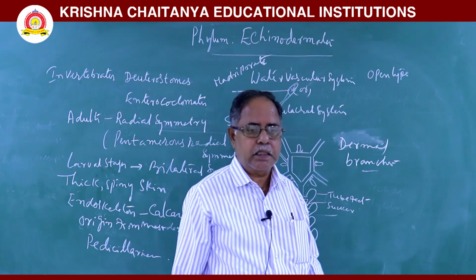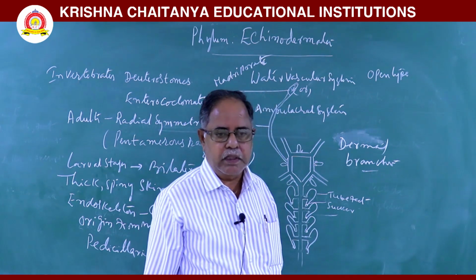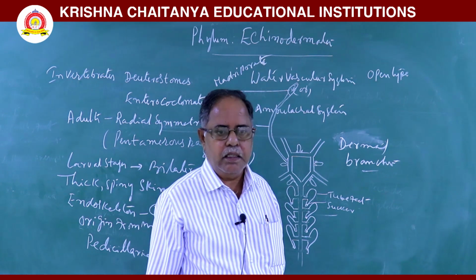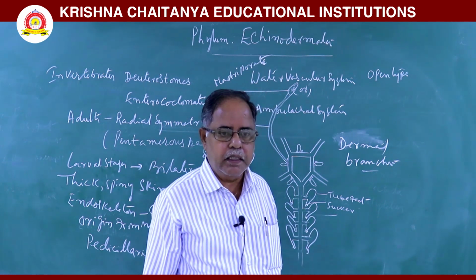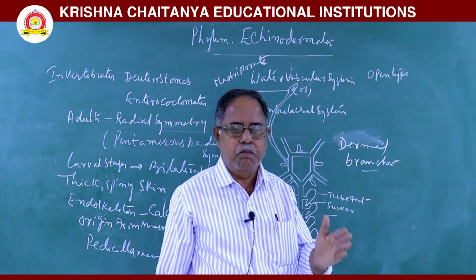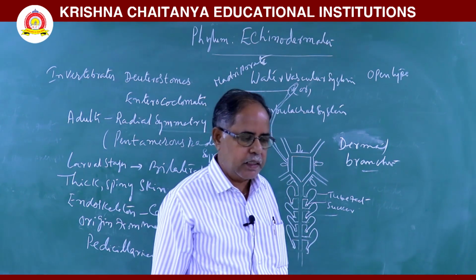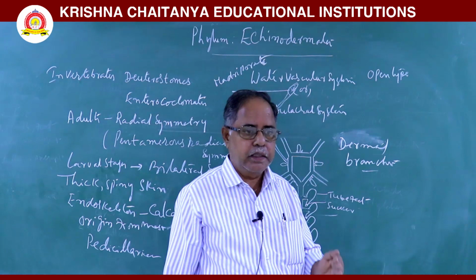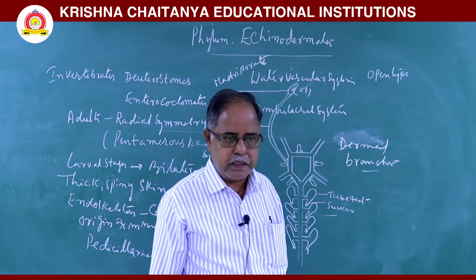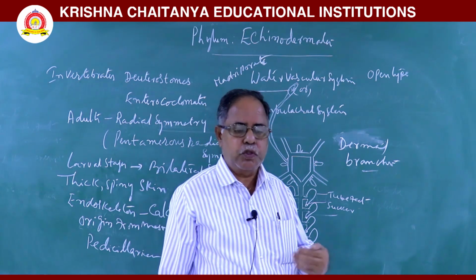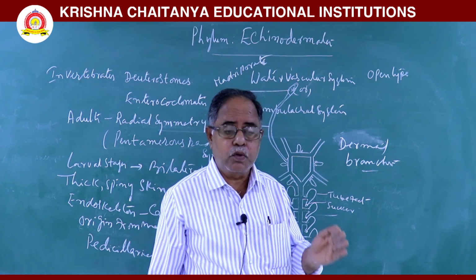Next then, external fertilization. External fertilization occurs here. During developmental stages many larval forms are there. These larval forms have bilateral symmetry. Then they have high regeneration capacity. Some show autotomy.